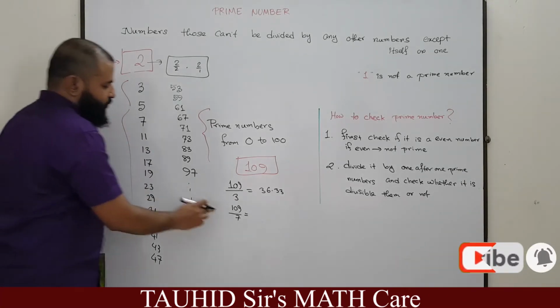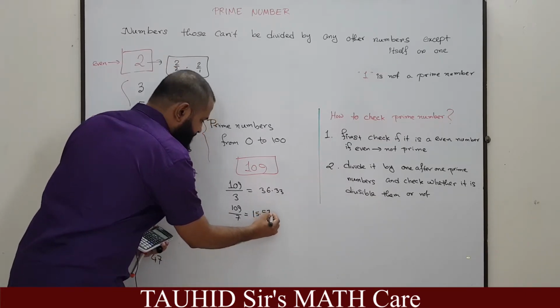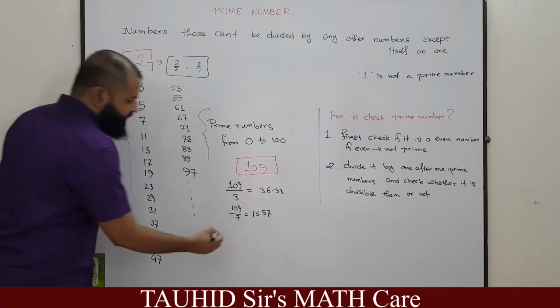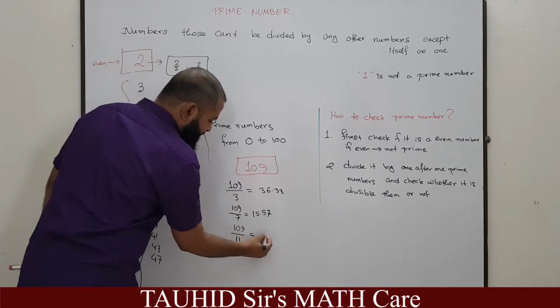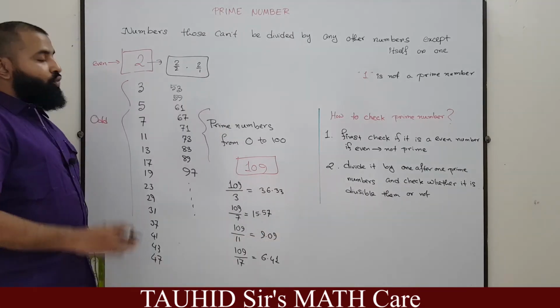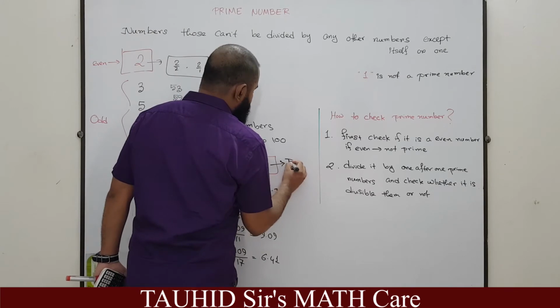We used 7. 109 divided by 7 is 15.57. We will divide this by 11. 109 divided by 11 is equal to 9.09. We won't proceed further. We will declare that this is a prime number.